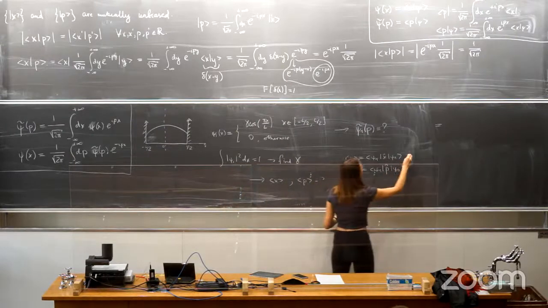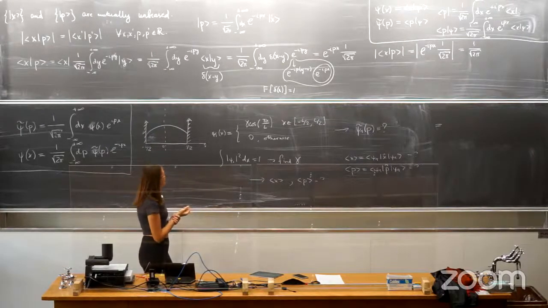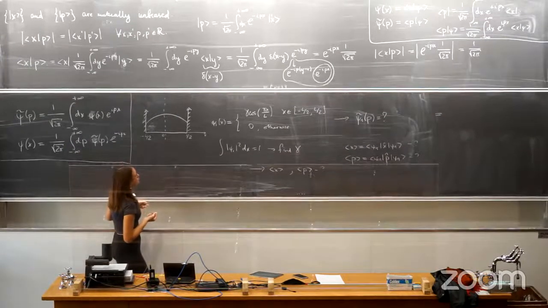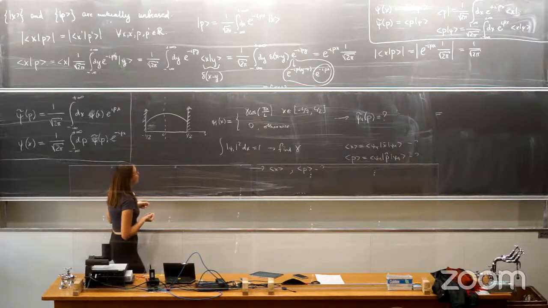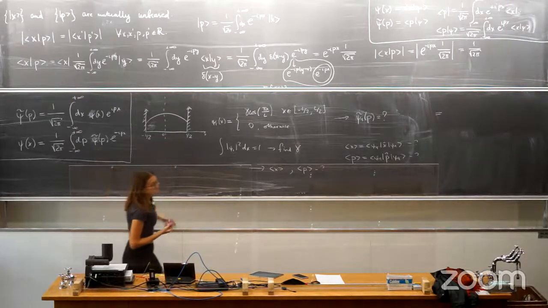Actually, one can already guess, given the shape of the wave function. From the shape of the wave function, because it's a cosine, and cosine is symmetric with respect to the origin of the coordinates, you can already infer that the average position of the particle, if you measure it, will be 0.